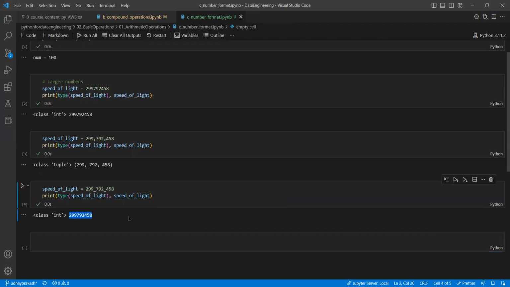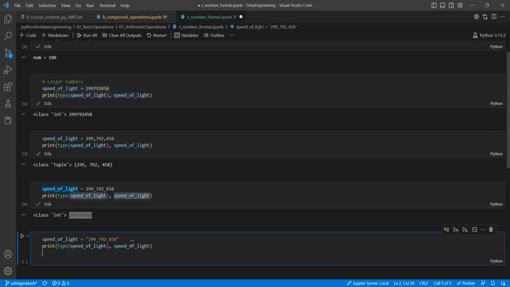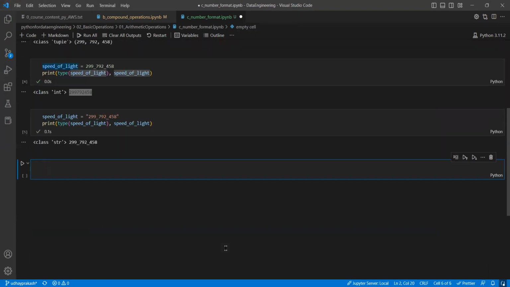Did you understand clearly what I'm trying to say? For your convenience, you can do that, but it is not mandatory. If you don't write it, it works. If you write an underscore in between, it also works. But if you use any other characters, then it makes a lot of difference. And if you write the same thing in quotes, then it is no more an integer, it's a string. The moment you have quotes, whatever is in the middle is treated as a string.